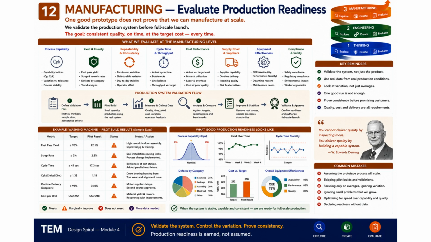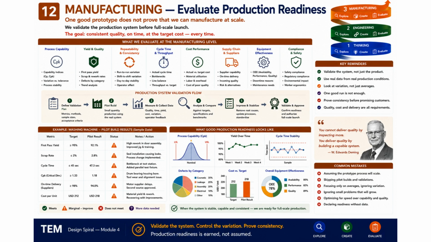For example, suppose a critical dimension is within tolerance on one washing machine. That is not enough. We need to know whether the manufacturing process can keep that dimension within tolerance repeatedly across many units, different operators, shifts, material batches, and production conditions. This is why manufacturing engineers use measures such as process capability, yield, variation, and statistical process data.